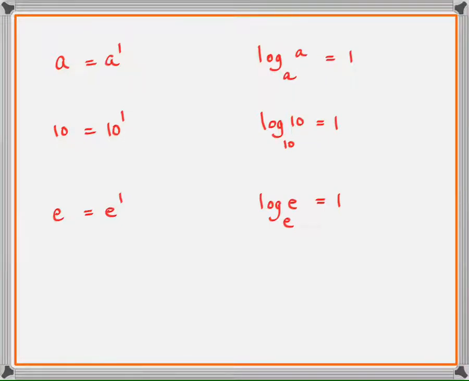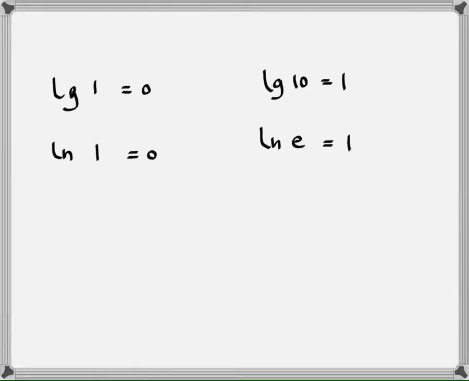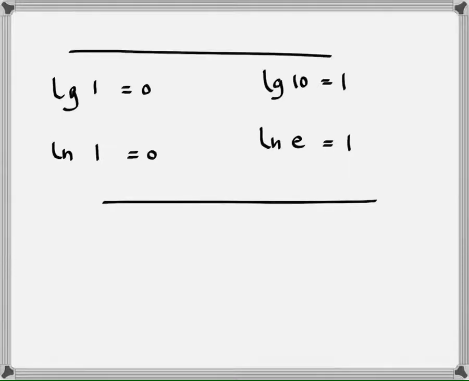Log 10 equals 1, ln e equals 1. Therefore, there are 4 rules that are of utmost importance. 4 results, you can say. First of all, lg 1 equals 0, ln 1 equals 0, lg 10 equals 1, ln e equals 1. These were the 4 things that we have learned so far, besides, of course, the conversion.